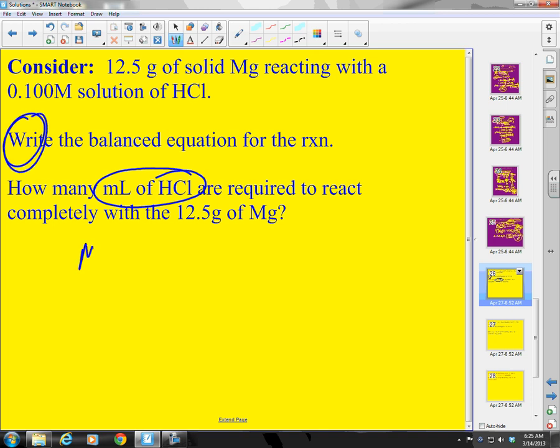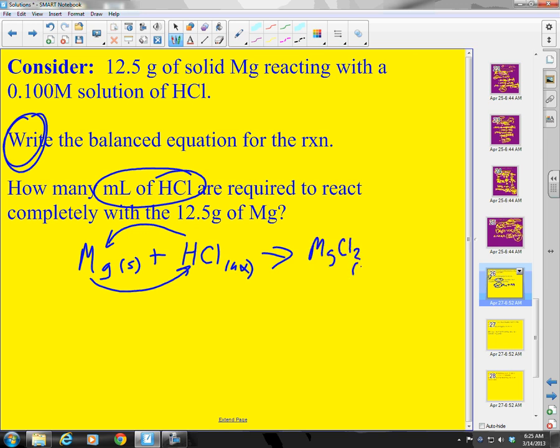So I have magnesium, and it is solid, and it is reacting with a solution of hydrochloric acid, and it's going to form, hey, what is this? This is a single replacement reaction. I'm going to form magnesium chloride, which is aqueous, plus hydrogen gas, right? We can remember that. Good. Now we need to balance that. So I need 2 of those. So now it's balanced.